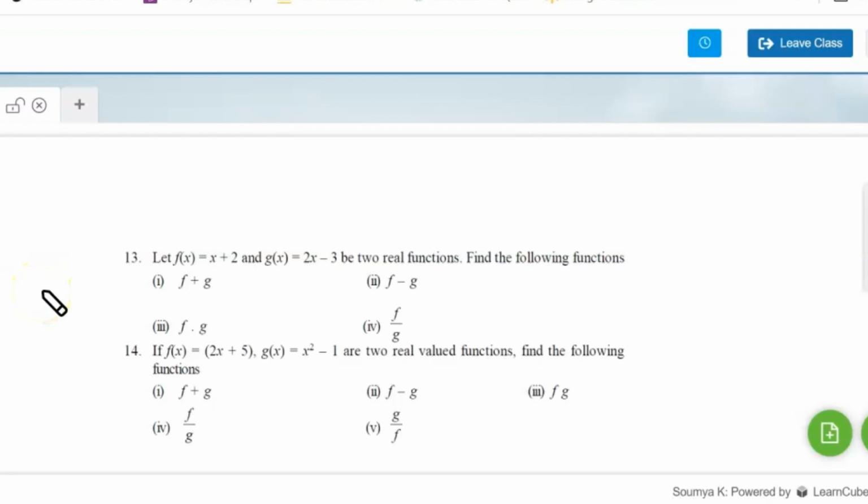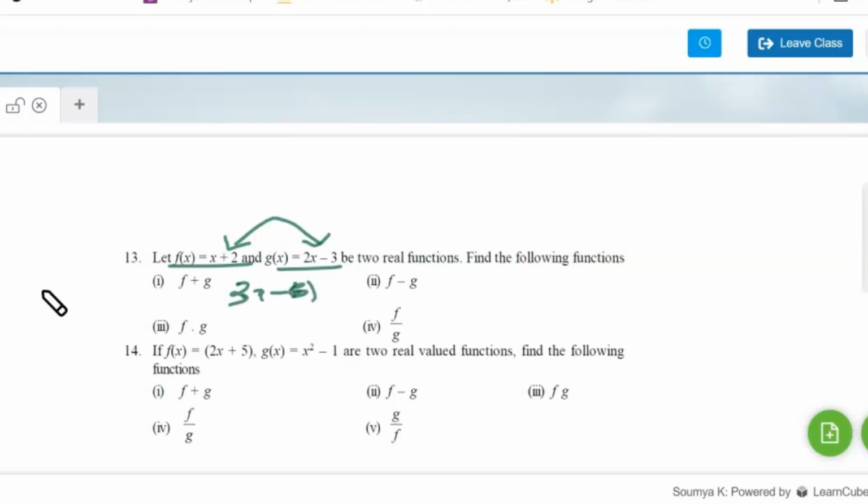Next question is the 13th question, where two functions are given, f of x and g of x. They are real functions, and you have to find f plus g. So it is very simple, just add both the functions. So it will be x plus 2 plus 2x minus 3. So it is 3x minus 1.